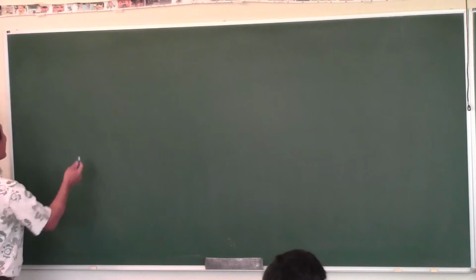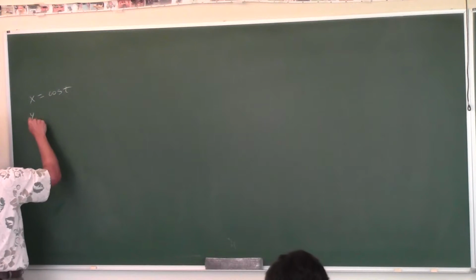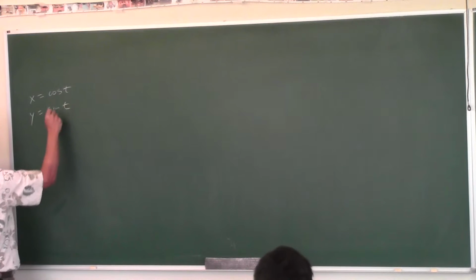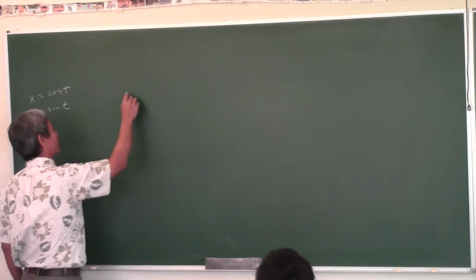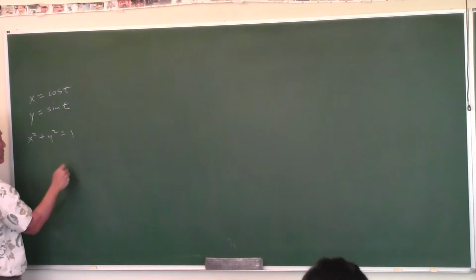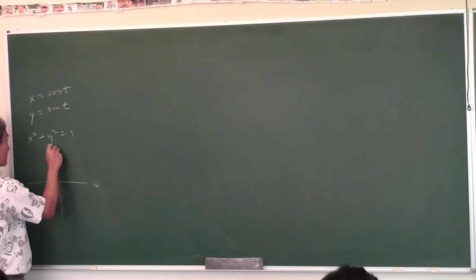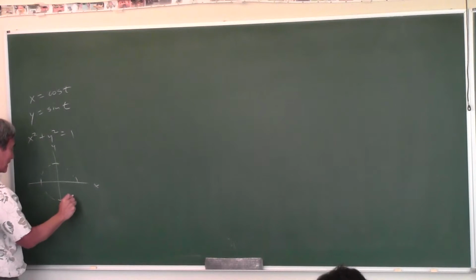So, what if you have parametric equations like this? x equals cosine t, y equals sine t. We'll do an easy one. All right. Can you tell me what the rectangular equation is? If you square both sides, you get x squared plus y squared equals 1, which is a circle.